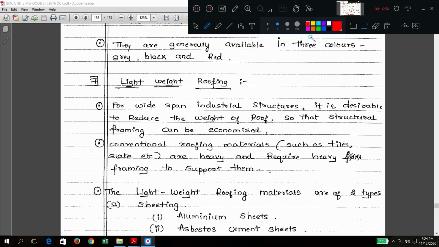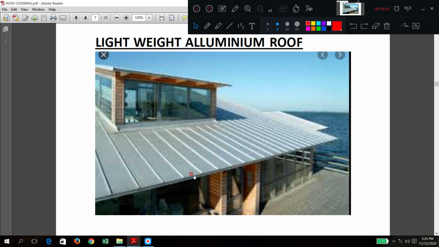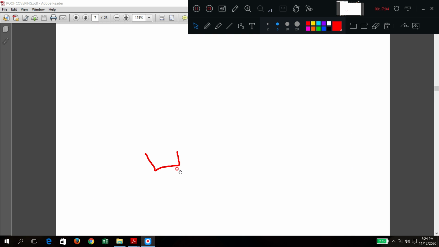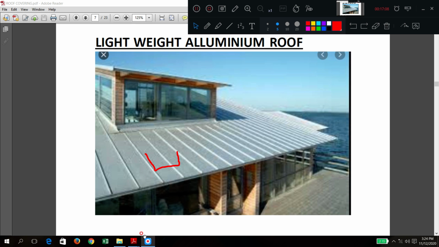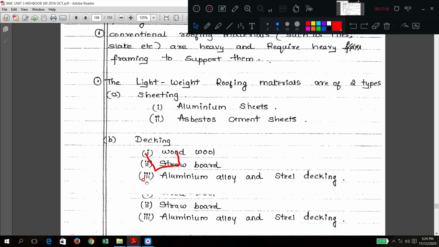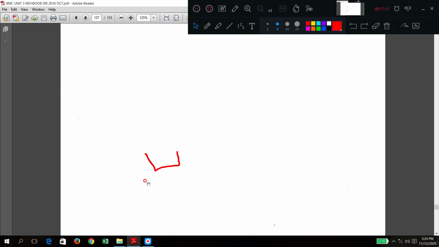For architectural purposes, there is lightweight roofing using aluminium. See how it appears, very beautiful, no? So this is a typical lightweight roofing, made up of aluminium decks. Another diagram I can show here. Okay, that's an aluminium roof. That is the end of this one. So I think we have covered this one, aluminium sheeting.